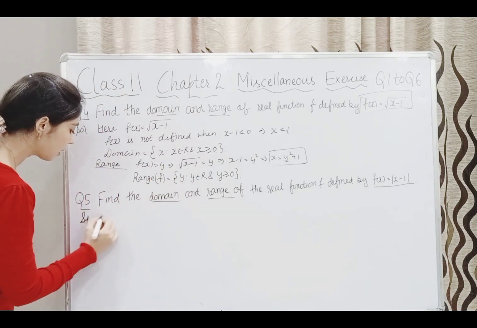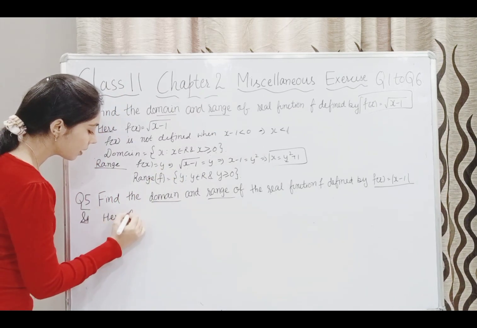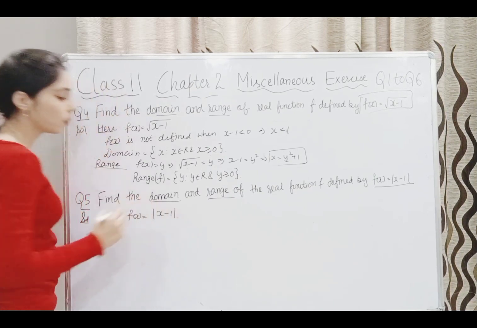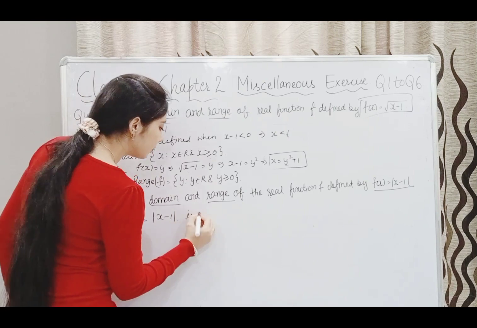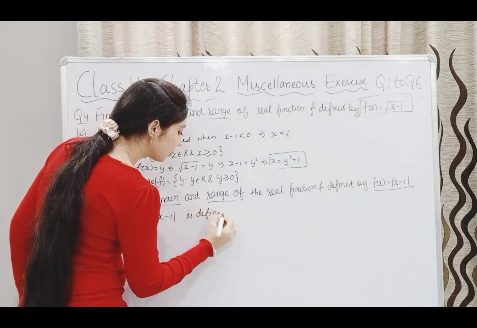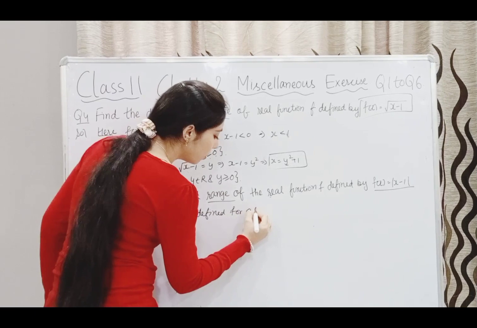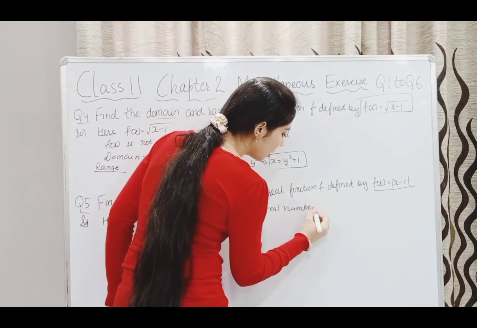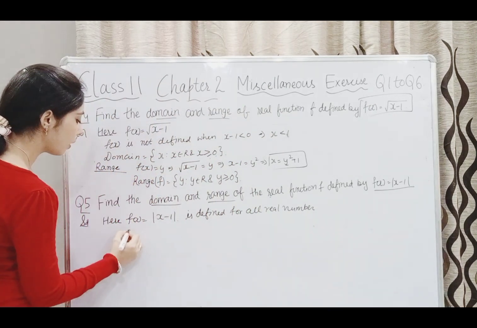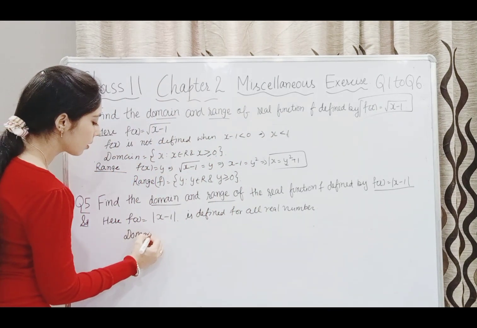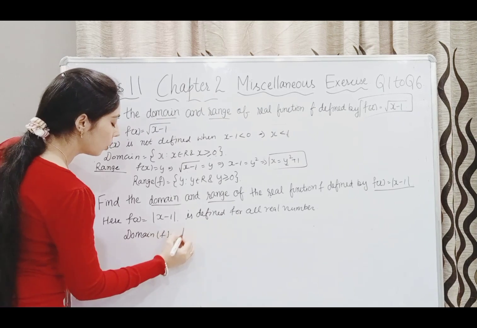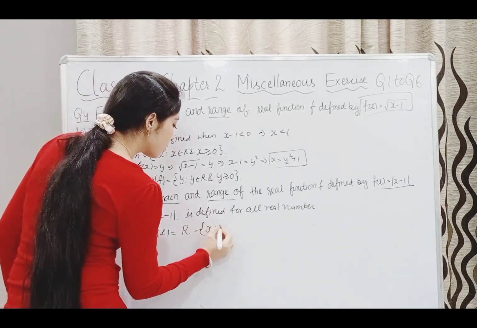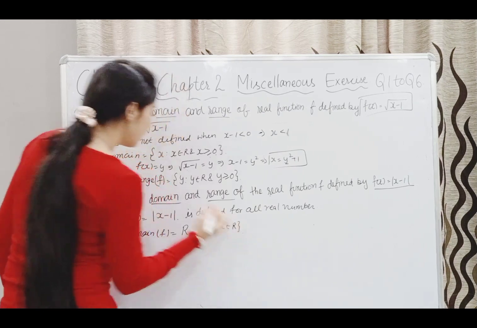So the function is f(x) equal to modulus of x minus 1. This is defined for all real numbers. So what will be the domain? Domain of f will be all the real numbers, that is all x such that x belongs to reals.